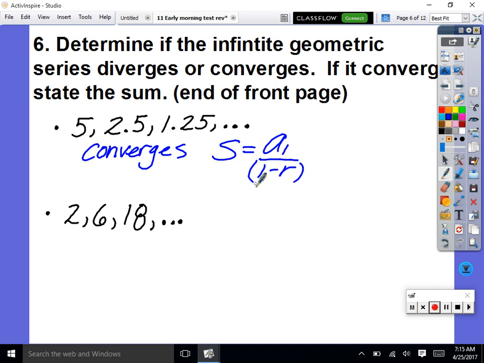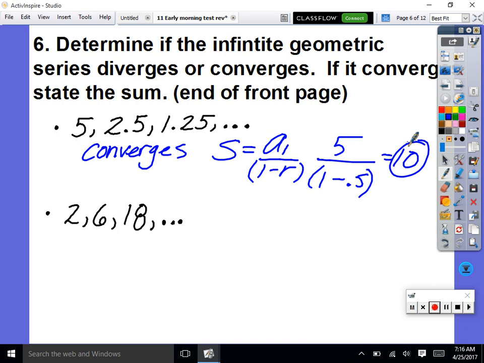Our first term's 5. Divided by 1 minus r. If you don't know your r, do this divided by this. 2.5 divided by 5 is, what is it? Yep, it's 0.5. So your common ratio is 0.5. So you do 1 minus 0.5. So type it in. 5, your parentheses need to be there on bottom. 1 minus 0.5. And we get 10. It literally adds up to be 10, you guys. It's cool, yeah.